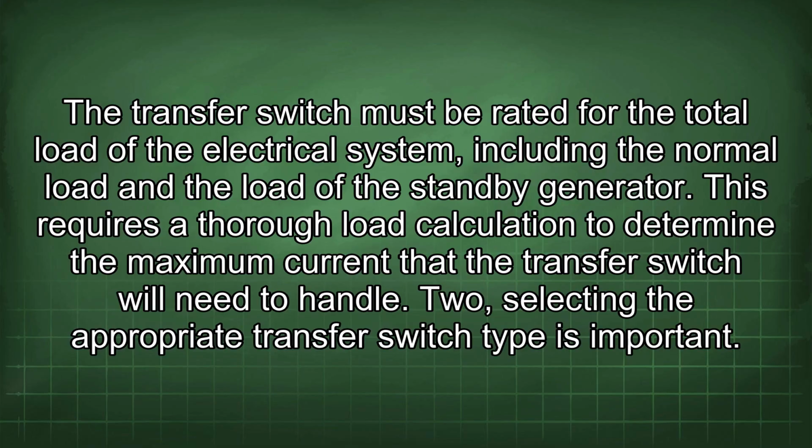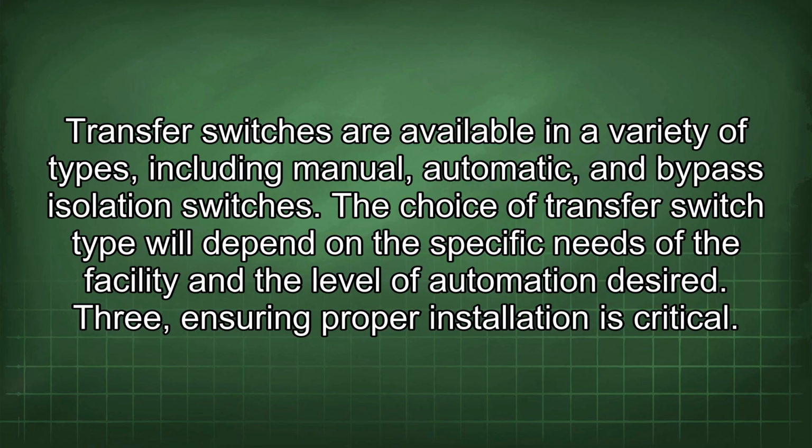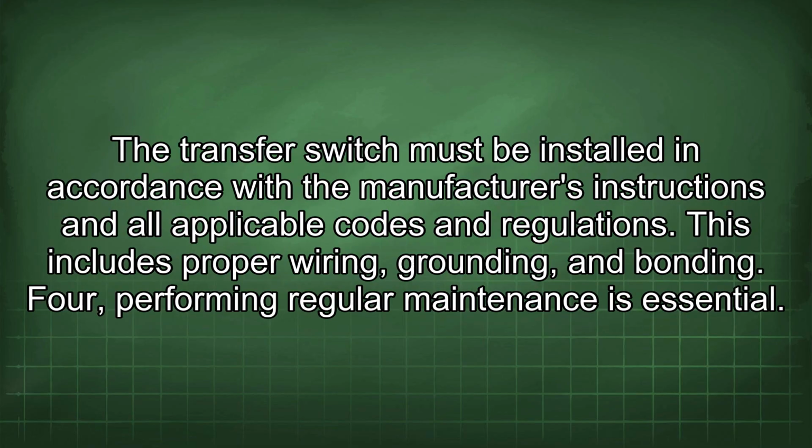2. Selecting the appropriate transfer switch type is important. Transfer switches are available in a variety of types, including manual, automatic, and bypass isolation switches. The choice of transfer switch type will depend on the specific needs of the facility and the level of automation desired. 3. Ensuring proper installation is critical. The transfer switch must be installed in accordance with the manufacturer's instructions and all applicable codes and regulations. This includes proper wiring, grounding, and bonding.